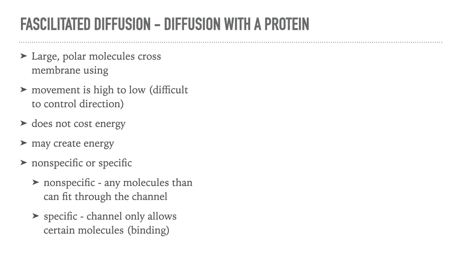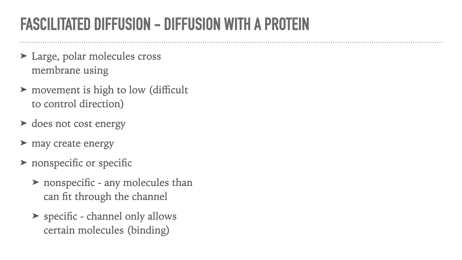All right, so next I want to talk about facilitated diffusion. This is going to refer to what happens when we have large polar molecules that want to cross the membrane, okay? They're going to have to cross the membrane using the help of a protein, and so that's why we call this facilitated diffusion. So a protein is going to facilitate the movement of these large polar molecules across the membrane.